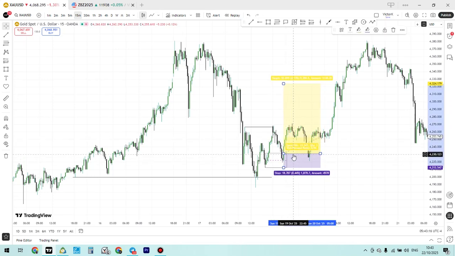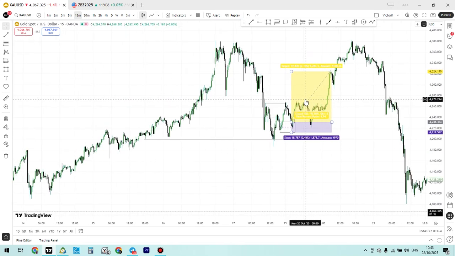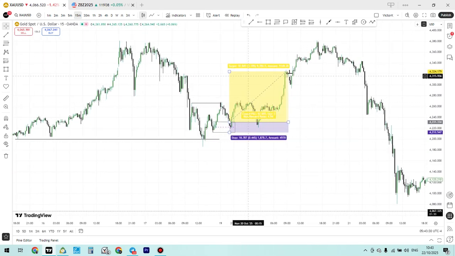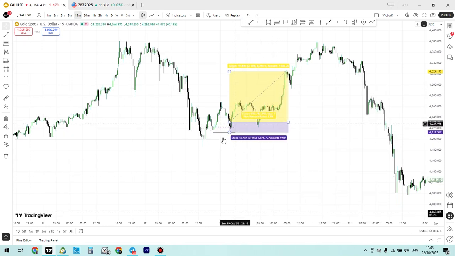Okay, so you can see it gets in there beautifully, enters the entry. Okay, and then it rises and hits take profit after a while. So that's a simple and sweet trade that I had earlier this week on gold. So 5R right there.